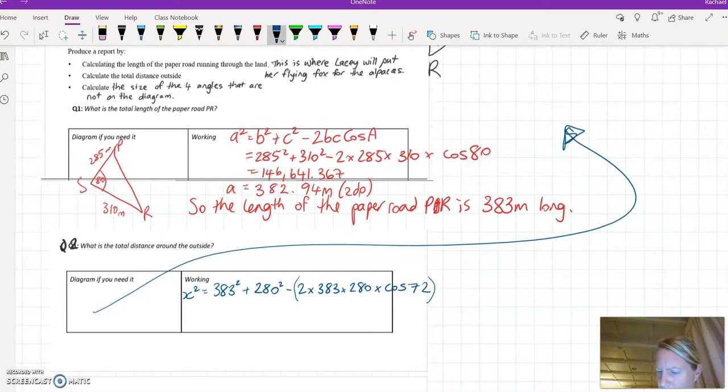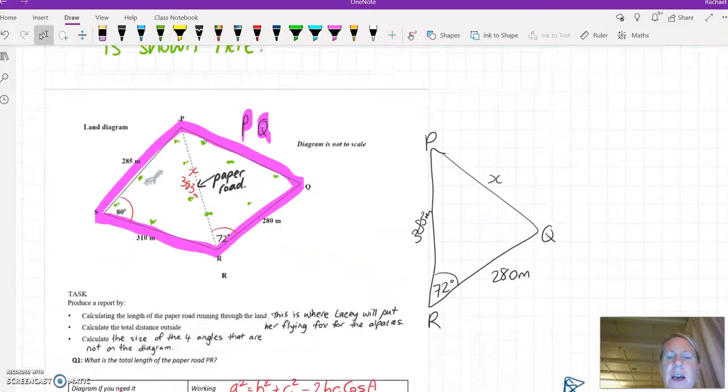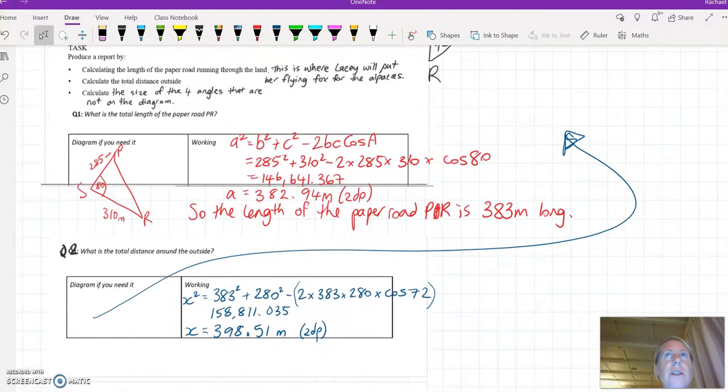Remember, that's also why we want to check that our answers make sense at the end. All right, I'm getting 158,811.035. I need to, of course, square root that because x squared is that. So square root of answer, and I'm getting 398.51. It's a length, so we're talking about meters, and we've rounded it to 2 decimal places. That is telling us what that fourth side of our diagram is. The question, however, was calculate the total distance around the outside. So this could be telling Lacey how many metres of fencing wire she needs to order.